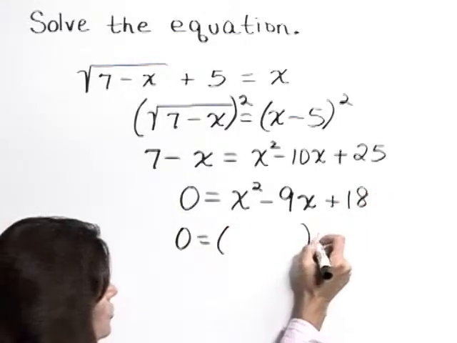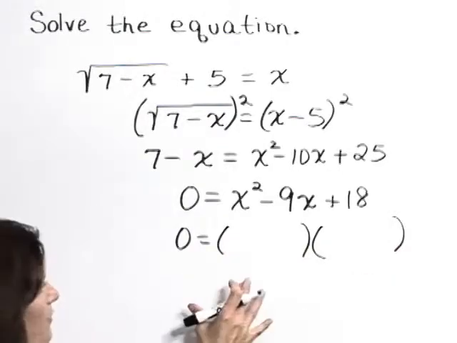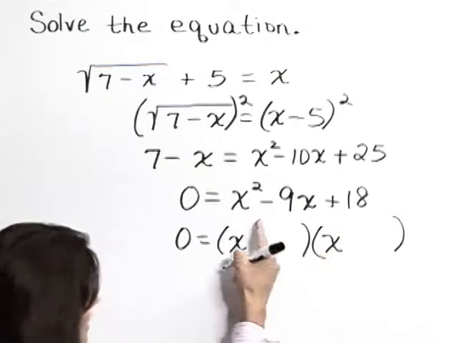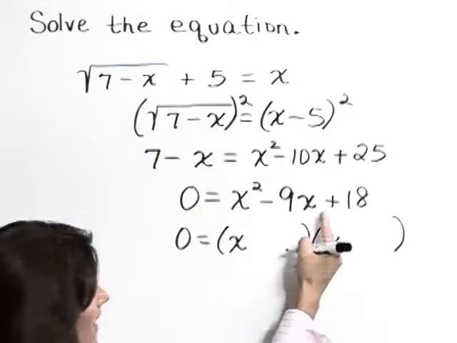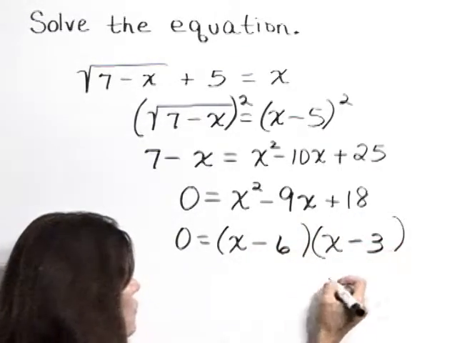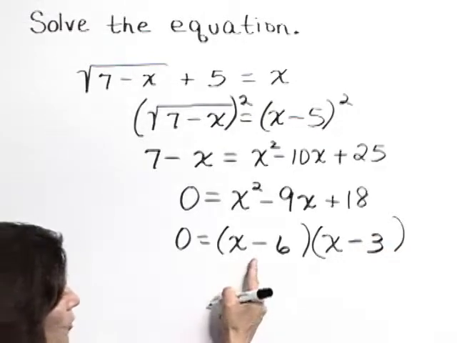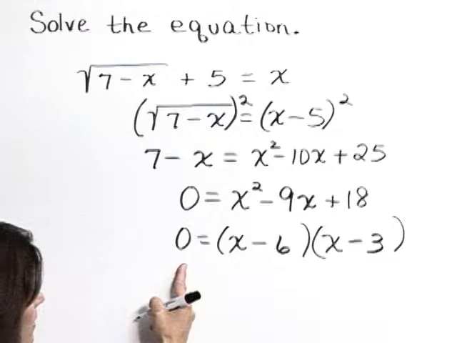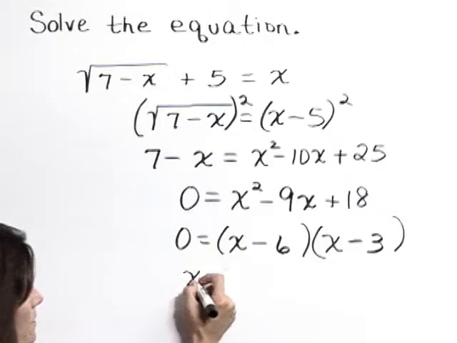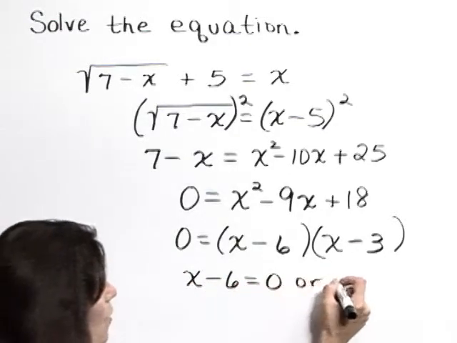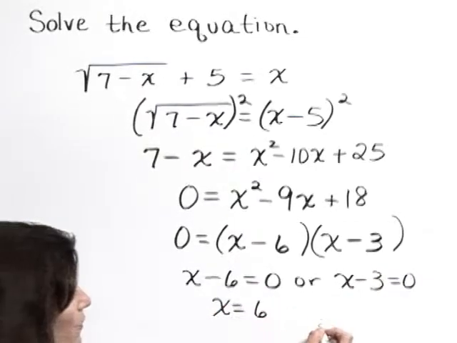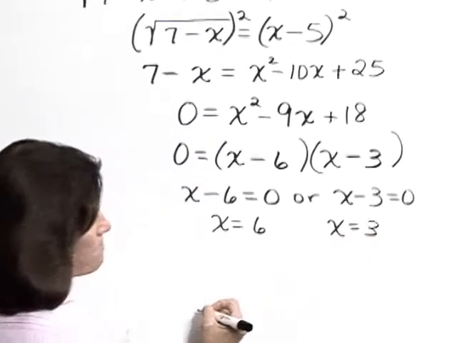Now let's factor. This trinomial, if it factors, will factor as two binomials. Leading values must be x times x to give x squared. Factors of positive 18 that sum to negative 9 are a minus 6 and a minus 3. So we have the product of two things equals 0. That means one or the other is 0 or both. So use your zero factor property now. X minus 6 is equal to 0, or x minus 3 is equal to 0. X is equal to 6, or x is equal to 3.